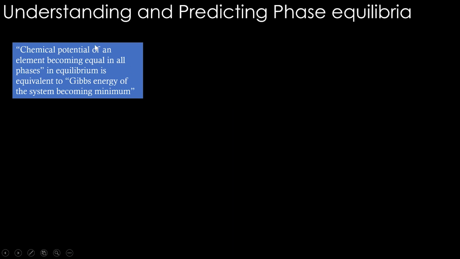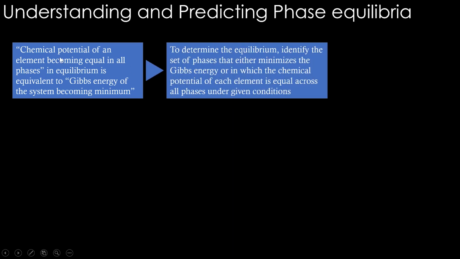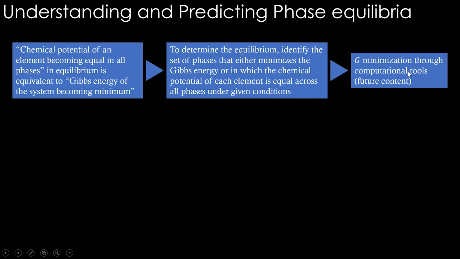So this is what we are going to do when we go to determining the phase equilibrium. Identify the set of phases that either minimizes the Gibbs energy or in which the chemical potential of each element is equal across all the phases under given conditions. In order to do this, we are going to use computational tools. This procedure is called Gibbs energy minimization. So we will see that in the future.